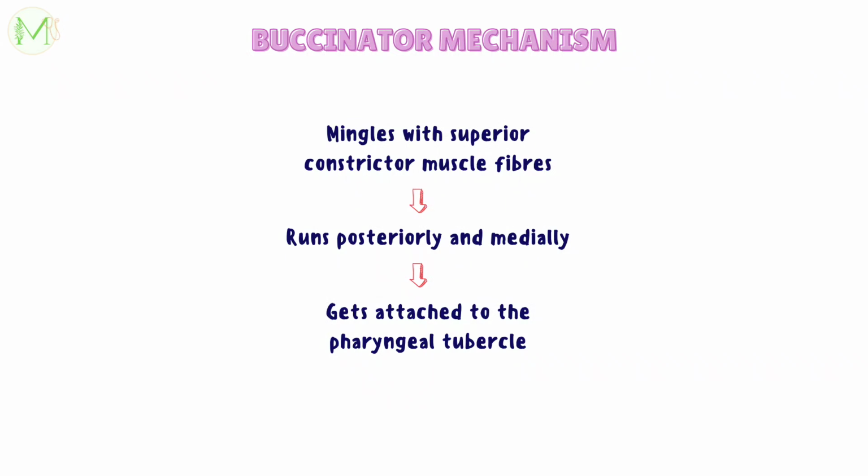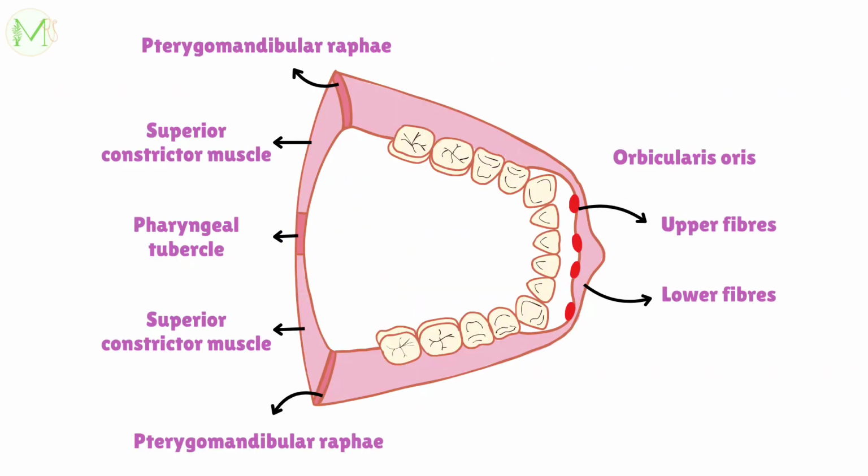All these muscles possess elasticity and contractility, as a result of which they act like a rubber band tightly encircling the bone system, especially the mandible. So in this diagram, we can appreciate that it starts from the decussating fibers of the orbicularis oris, then joins with the buccinator muscle and gets inserted into the pterygomandibular raphe, then gets mingled with the superior constrictor muscle, and finally gets attached to the pharyngeal tubercle.